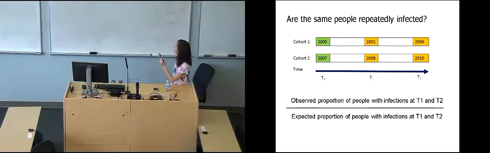And you can calculate an observed over expected ratio. So you expect, if you have some distribution of disease in the population, you'd expect some number of people by chance to have 2 consecutive infections. We essentially asked, do we see more than we would expect?